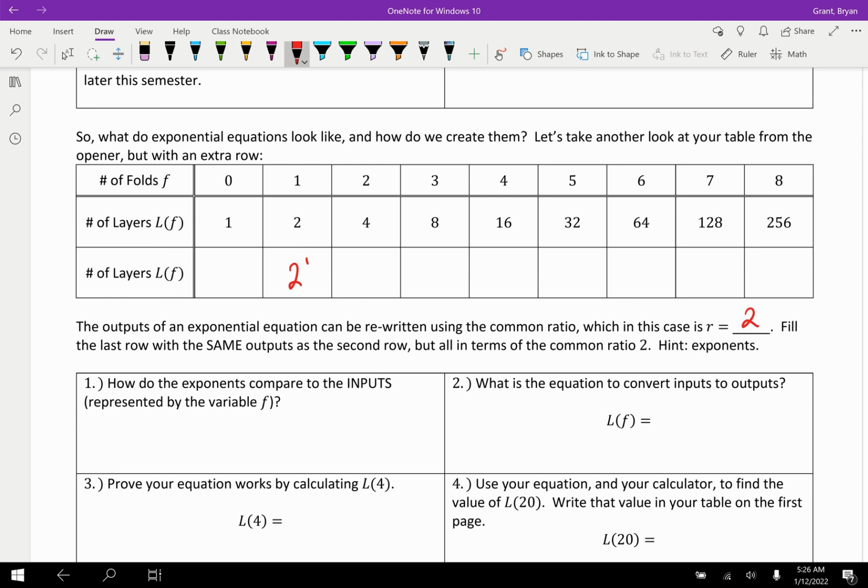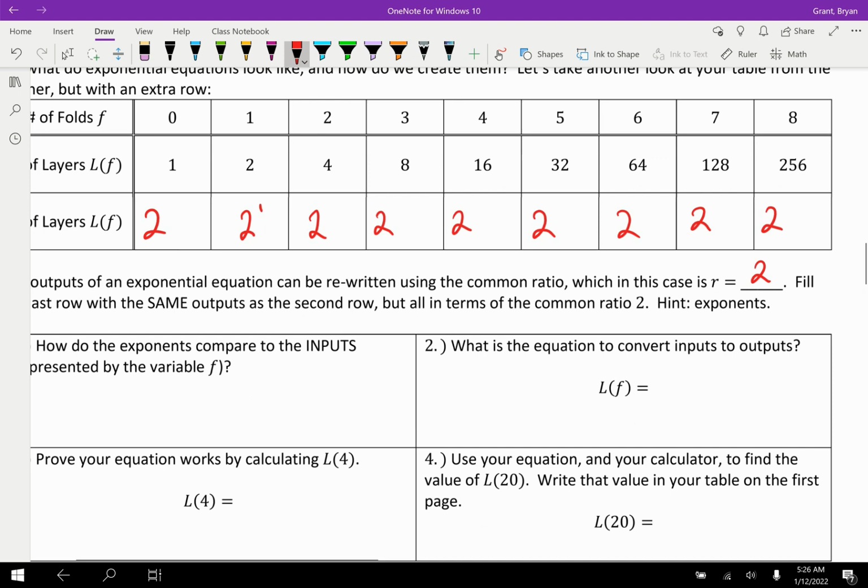Go ahead, pause me, and see if you can write in all of the other boxes here as 2 to some power. And then once you're done, unpause and see how you did. Ready, set, go.